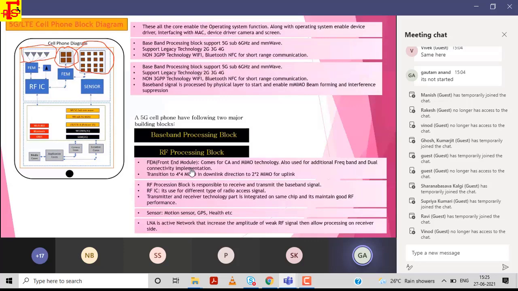Now suppose our cell phone is receiving something. First the RF processing happens. There are some RF components in the mobile. What is the RF component? The FEM, the front end module. What does the front end module do? It finds out the band information, right? It finds out which type of band is there, for example in dual connectivity.